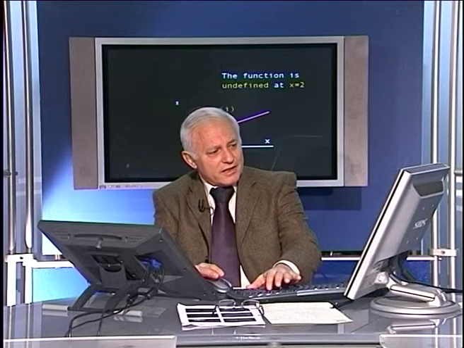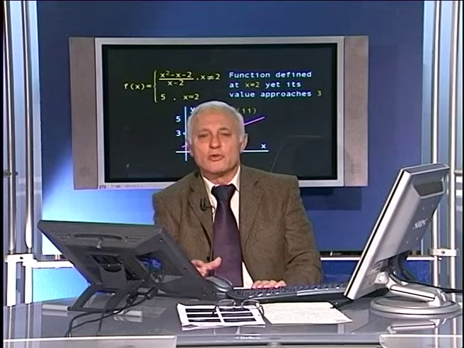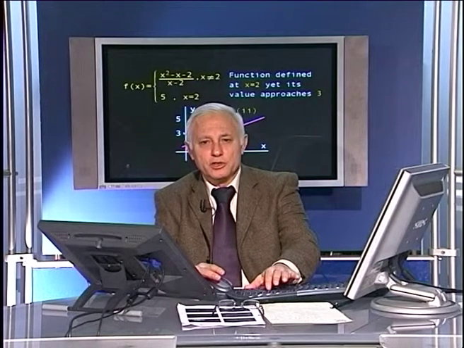Now the second type: this function is defined at the value x equal to 2 and is given the value 5. So the value of the function at 2 is equal to 5, yet its value approaches the value 3. In a deleted neighborhood of the point 2, you find that the limit of the function is 3. So the limit is 3, yet the function is assigned a value 5. They are not equal, so this is the second type of discontinuity.